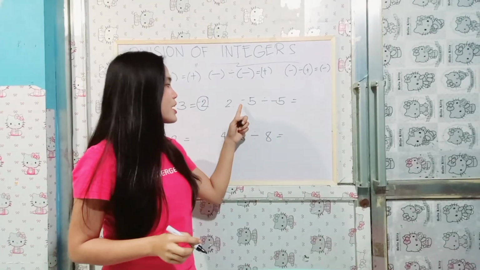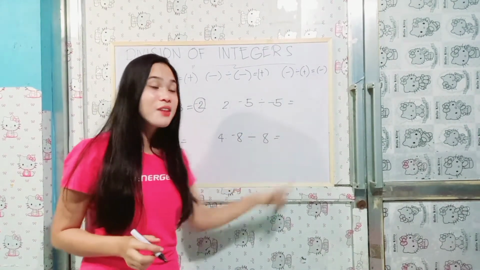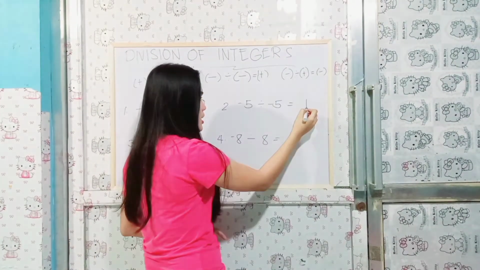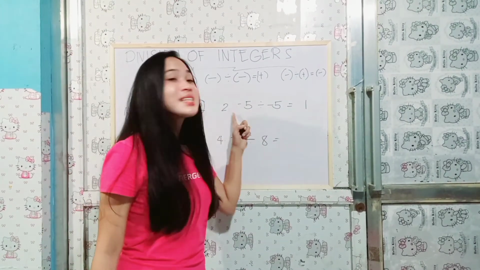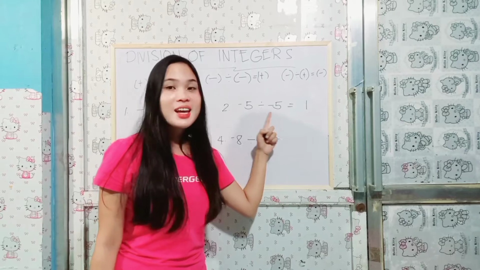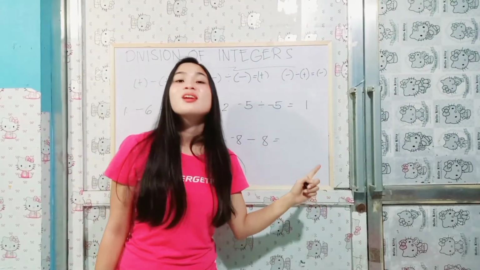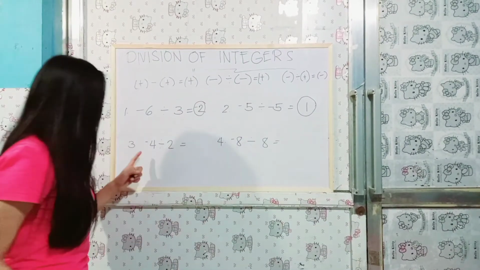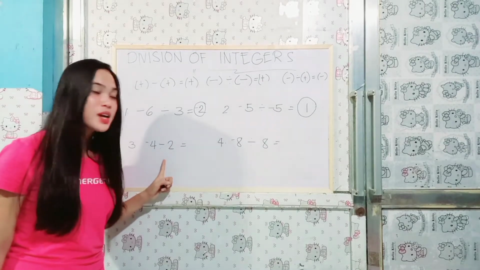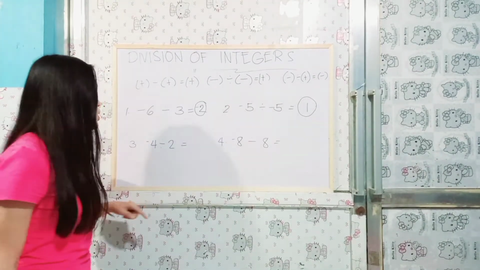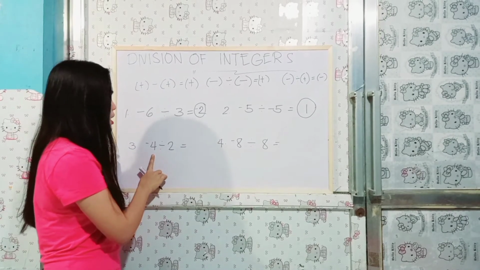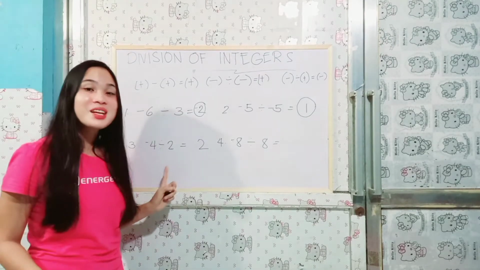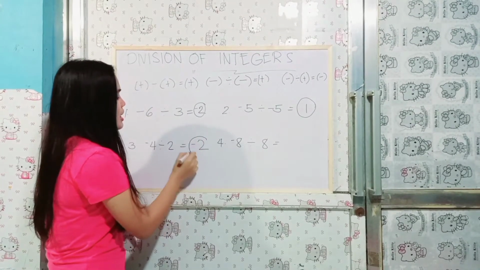Next, we have here negative 5 divided by negative 5. So divide the absolute values. 5 divided by 5, the answer is 1. And then they have the same sign. Negative divided by negative, so our answer will be positive 1. Okay, so this is our answer. Another given, we have here negative 4 divided by positive 2. So divide the absolute values. 4 divided by 2, the answer is 2. And then they have different signs, so our answer will be negative 2.